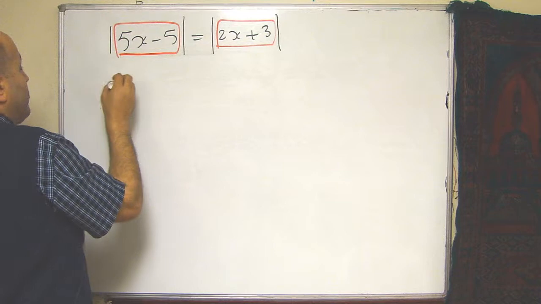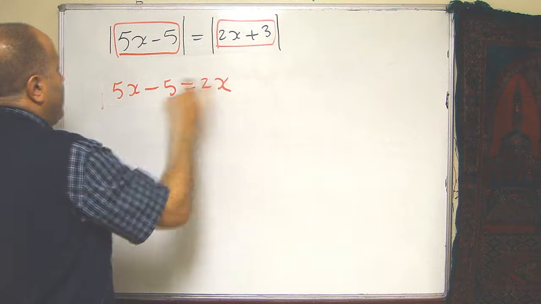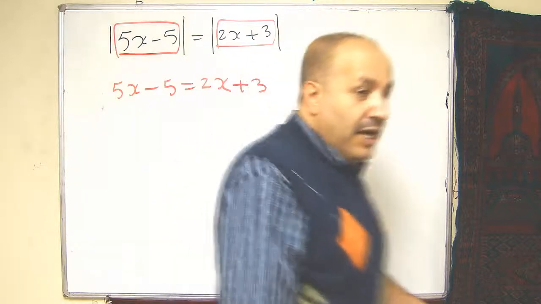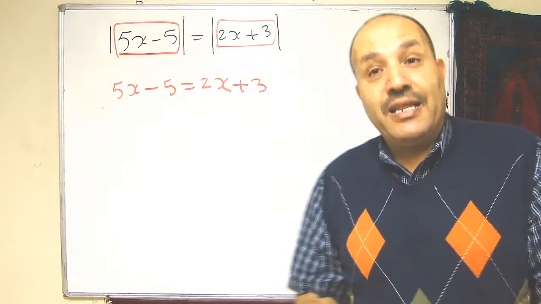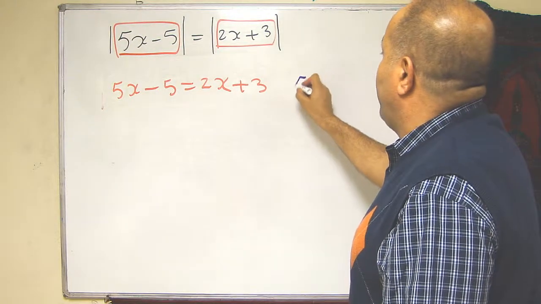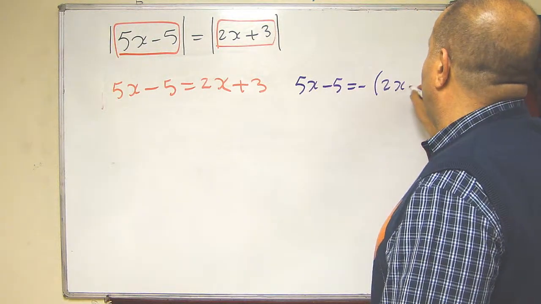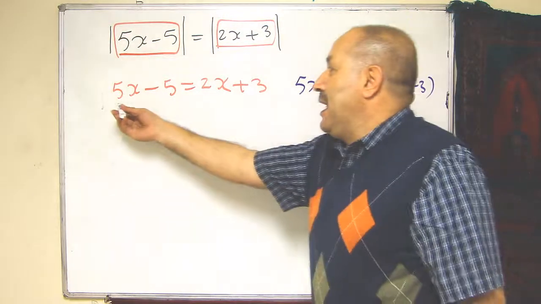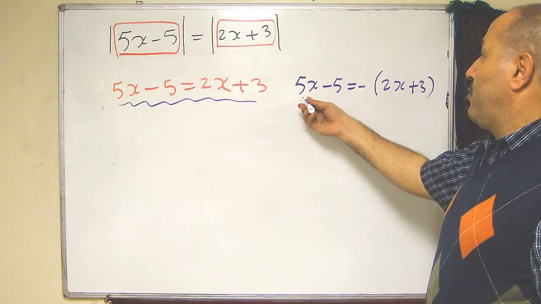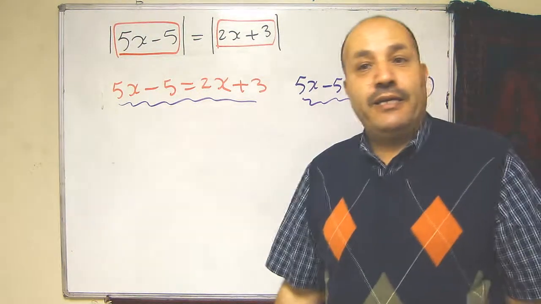Either the two insides are positive, and in this case I will say 5x minus 5 equals 2x plus 3. The insides are the same. Or the other choice, the other solution, is if they have different signs. So here, when they have the same sign, the inside will be the same as the inside. And here when they have different signs, one will be positive and the other will be negative.